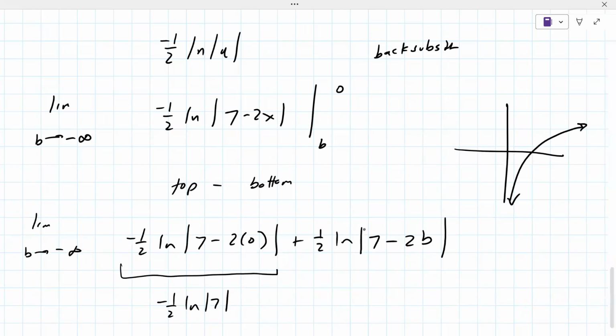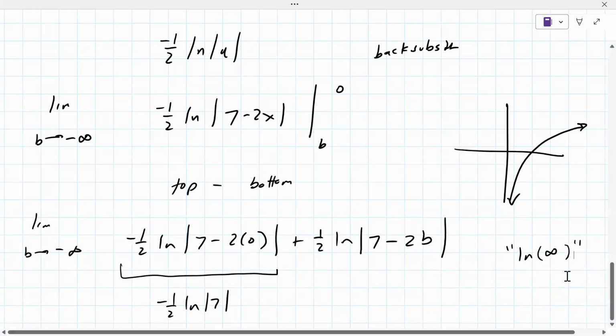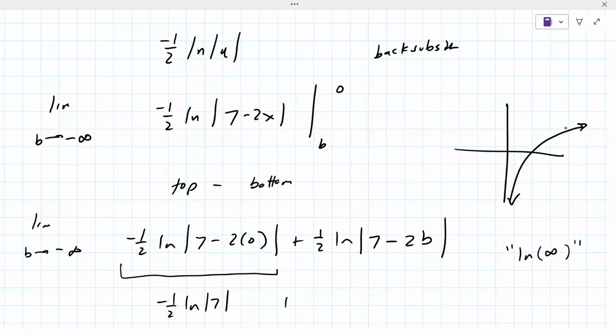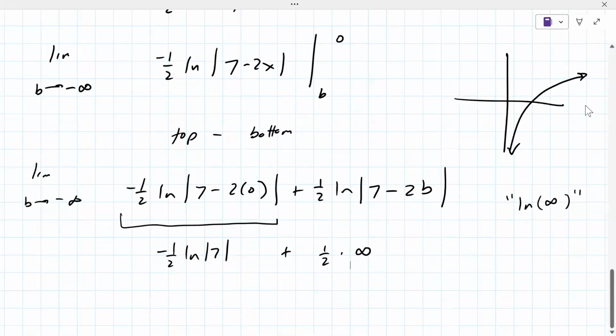Basically, and this is wrong math notation, it's the natural log of infinity. This is completely wrong math notation, but you can think that. That's to the right forever. So you can think of this as 1/2 times infinity, which is really bad. This basically is what's called diverges.